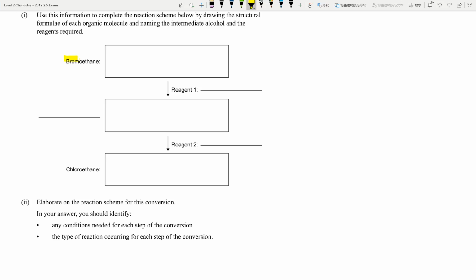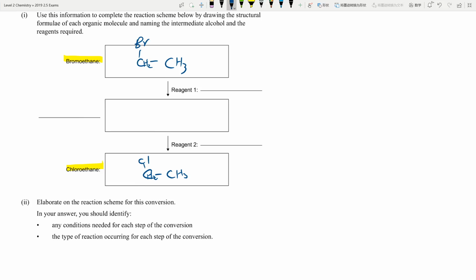Okay, so we have bromoethane and chloroethane. So let's draw that first. Bromoethane, ethane is 2 carbons, and Br there, so that's CH3, CH2, Br, and we make chloroethane, which is CH3, CH2, and then you have the Cl here. So I just replace a Br with Cl. So what is the thing in the middle?